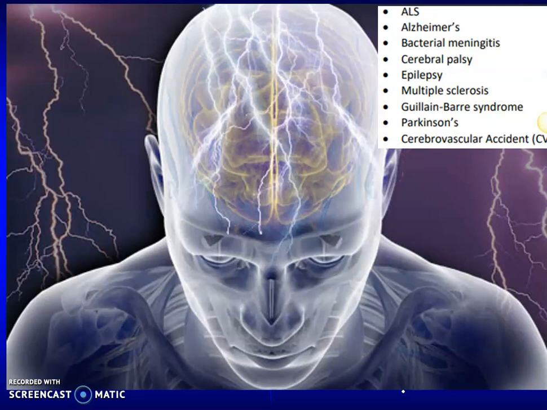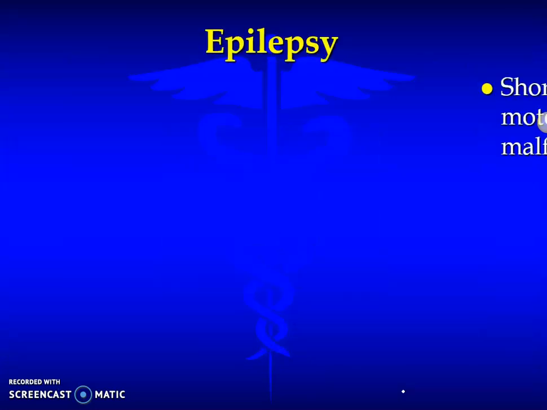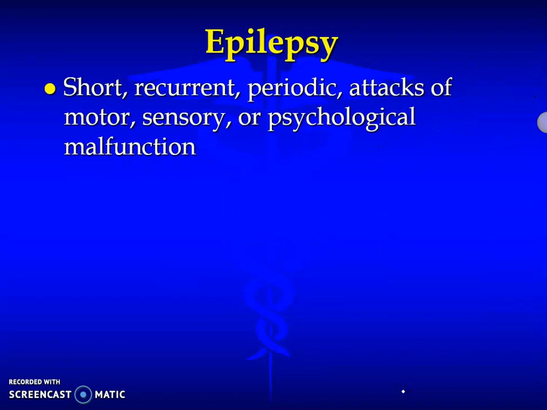Okay, this one. I like this picture because it looks like a lightning storm in the brain. And every time I think of this, I think of a lightning storm in the brain. You might see it more like this, because this is what an EMT or first responder would see instead. And this one right here is epilepsy. These are short, recurrent, periodic attacks of motor, sensory, and physiological malfunction.